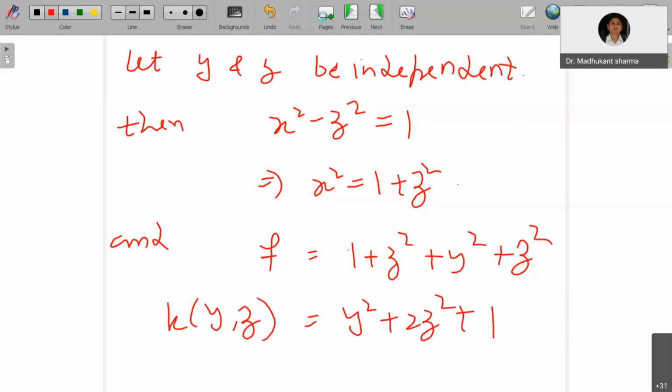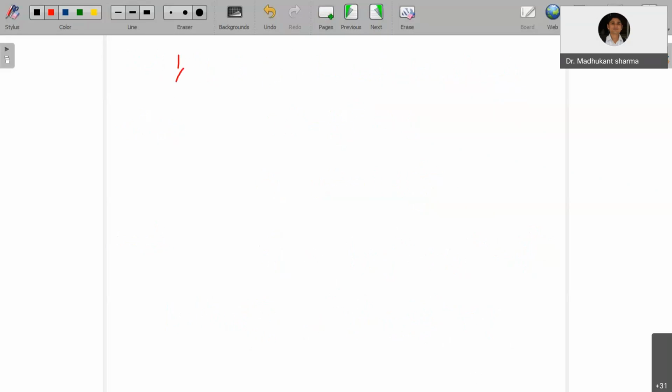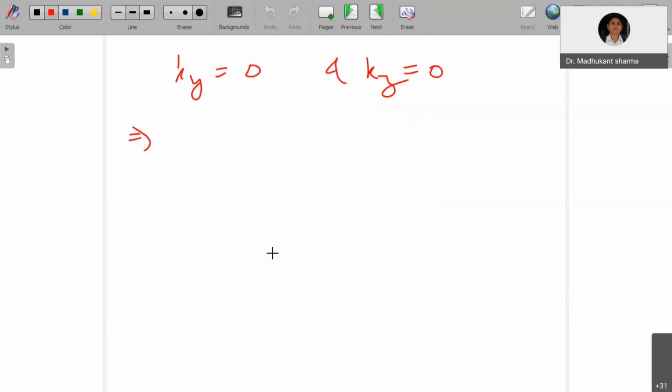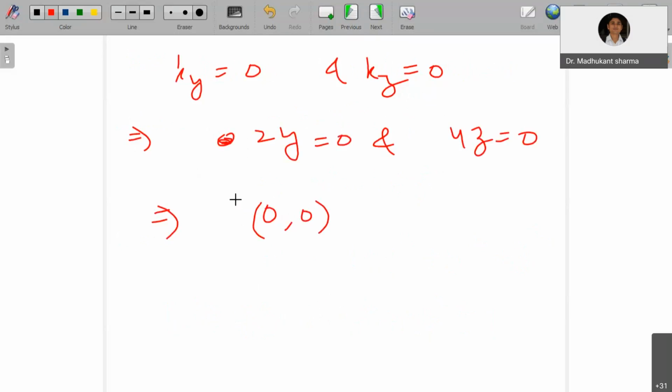Now again, for possible critical points, we say ky equals 0 and kz equals 0. Certainly ky is 2y and kz is 4z. So 2y equals 0 and 4z equals 0. This again implies the point 0 comma 0 in the yz plane will be the possible critical point.